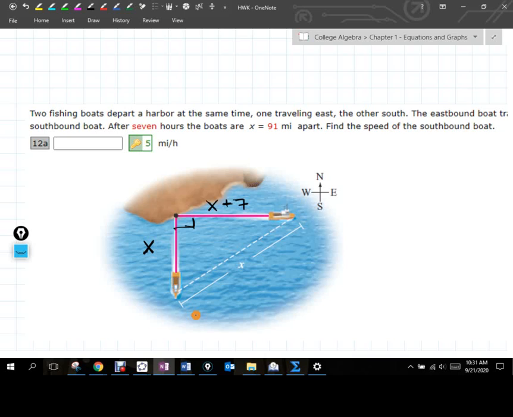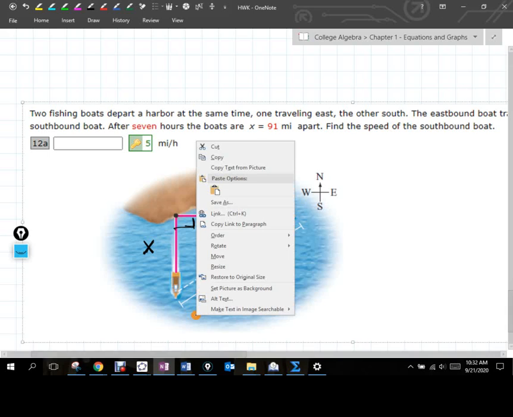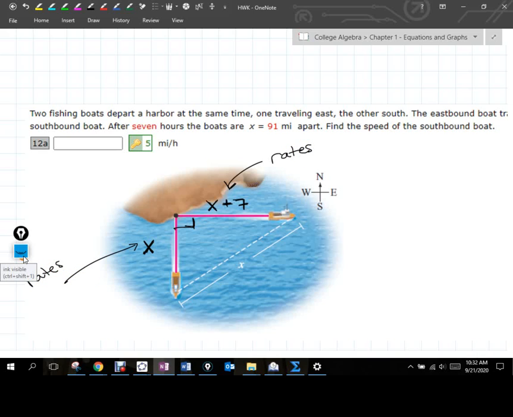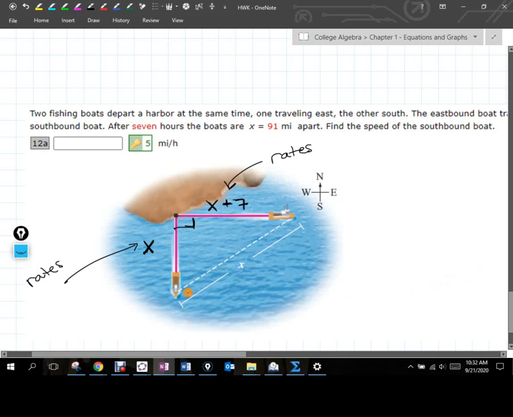It's important to make sure that we get our variables in the right positions so we can answer the questions that are asked at the end. Okay. Now, what were those? X plus 7 and X. Are those distances or were those rates? Those were rates. It says one was traveling 7 miles per hour faster than the other. So those are rates. Now, after 7 hours, these two boats are how far apart from one another? 91 miles. Okay, is that a distance or a rate? That's a distance.